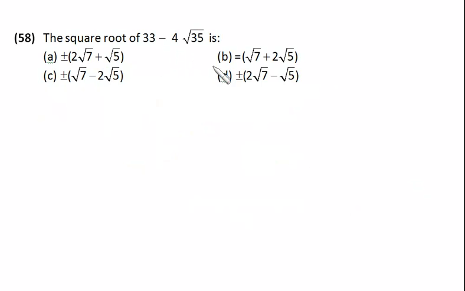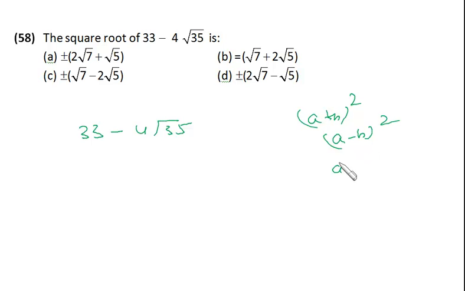Now, the square root of this expression. I have told you so many times, whenever you see irrational numbers and you have to find the square root, in 99% of cases they must be in a plus b whole square or a minus b whole square format. So just look at it: it is 33 minus 4 root 35. When we expand a minus b whole square, what do we get? a square plus b square minus 2ab. So if I see minus over here, I should recall that it is in the a minus b whole square format.